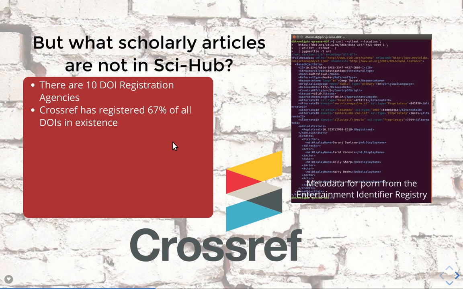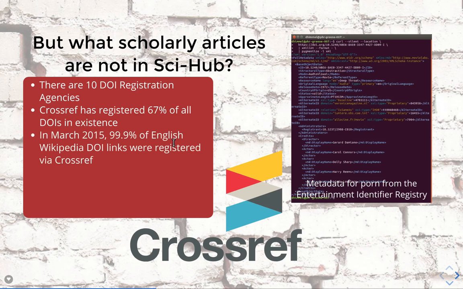They have registered 67% of all the DOIs in existence, and we think almost all of the scientific articles that use DOIs do it through Crossref. In 2015, researchers found that 99.9% of English Wikipedia DOI links went to articles that were registered with Crossref. Not all articles have DOIs. We were looking at some rare books earlier, and they certainly don't have DOIs, but the DOIs have to be assigned by the publisher. 90% of newly published articles in the sciences do.